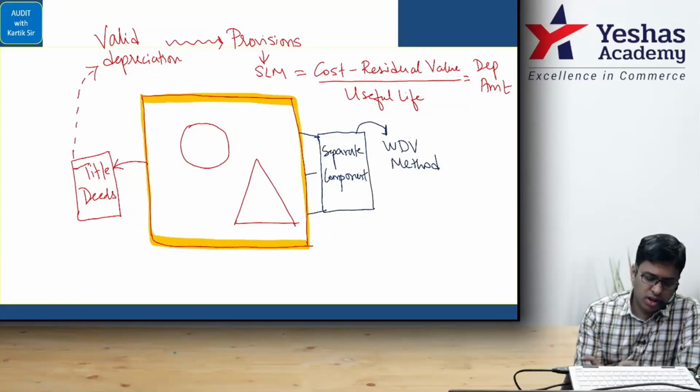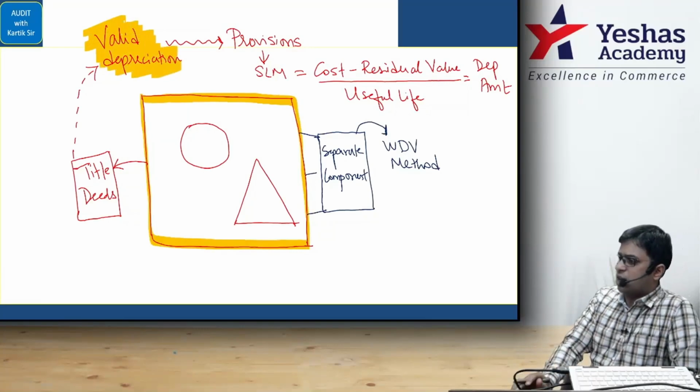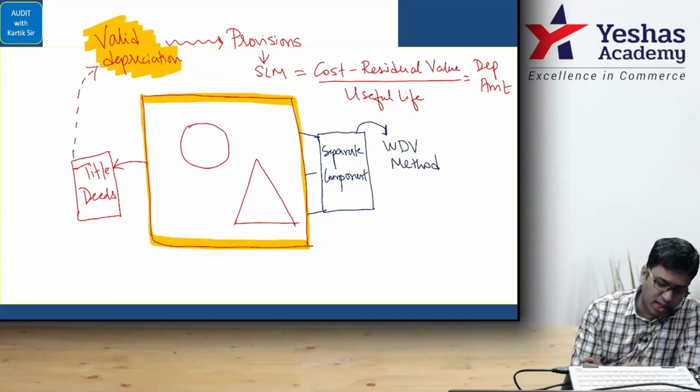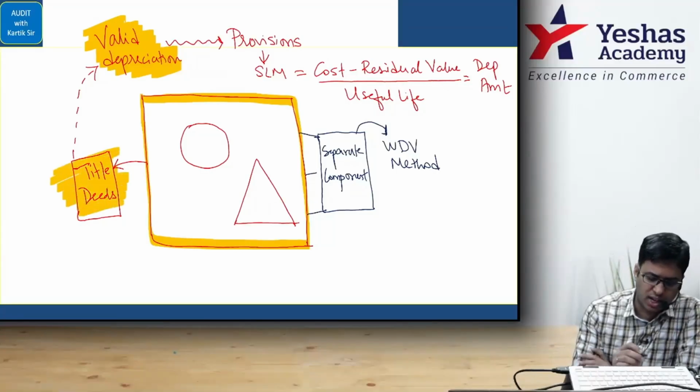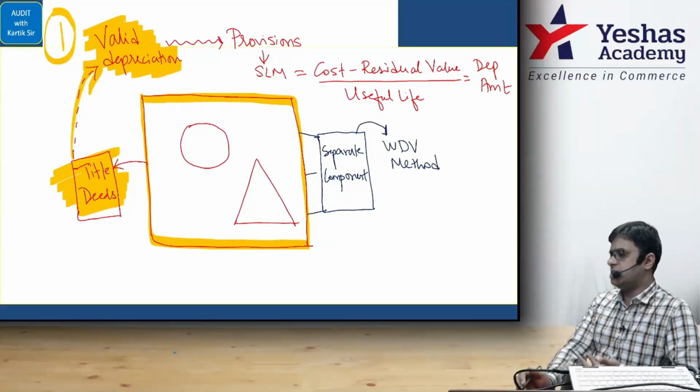This machine, when is it valid for the company to take depreciation regarding this? Only when the company is holding the title deeds of the machine. So the auditor will first check whether depreciation is valid or not. The first point is whether depreciation is valid or not. It will only be valid if you are having the title deeds.